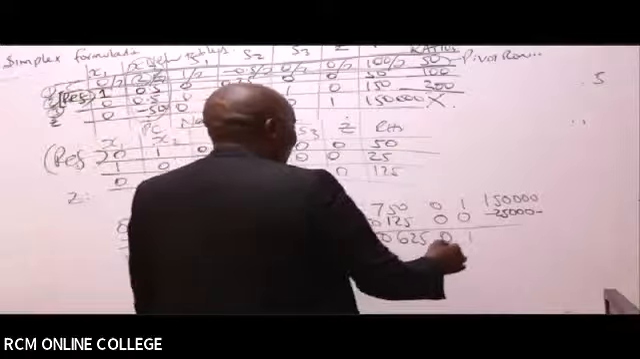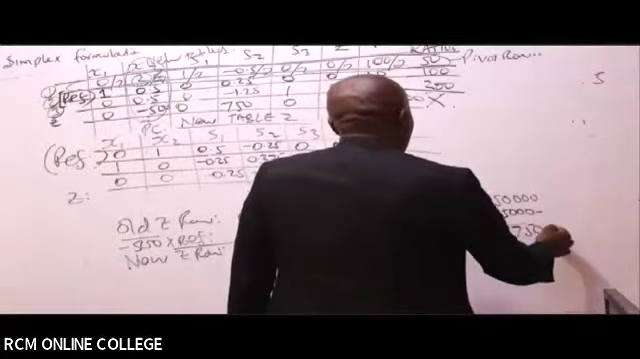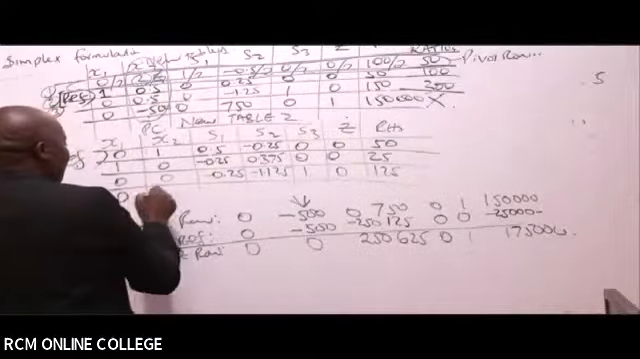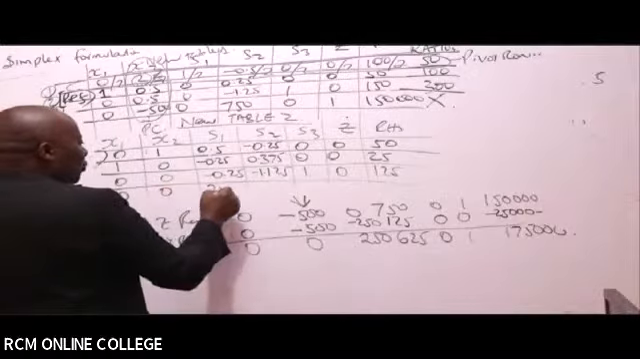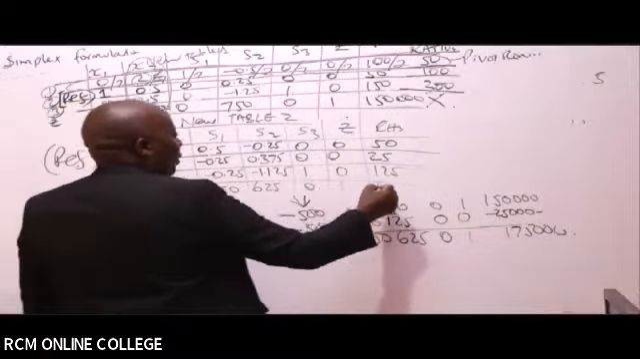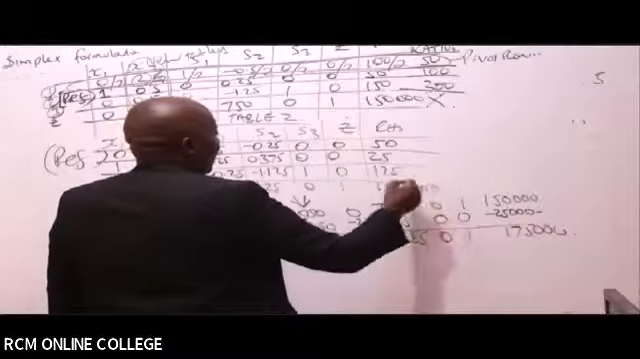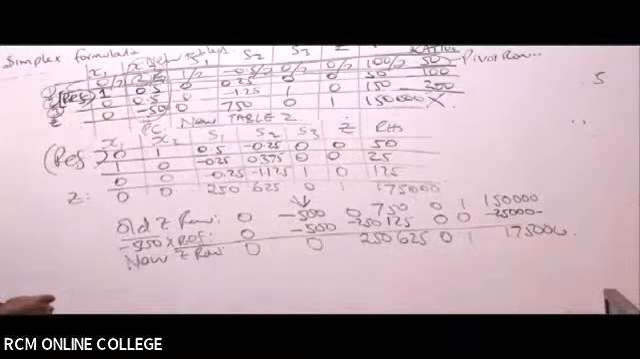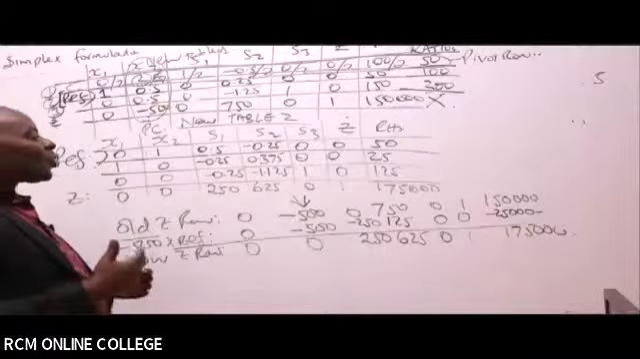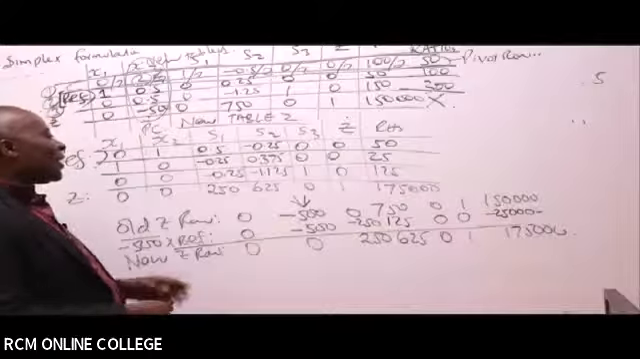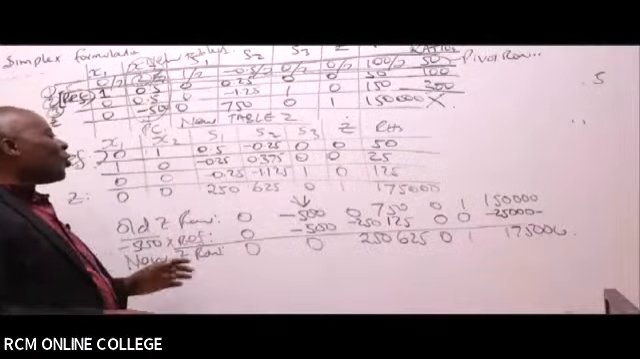175,000. Thank you so much. So this is the new Z row. The new Z row, we have 0, 0, 250, 625, 0, 1, 175,000 like that. And I'm so happy. Hooray! Why? Because I can see now finality on my Z row.